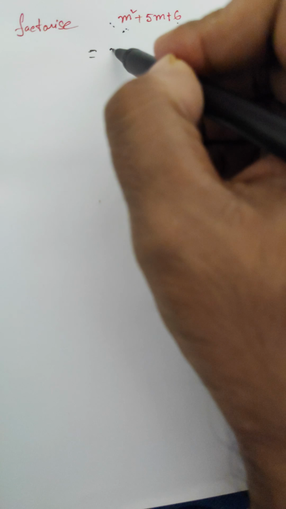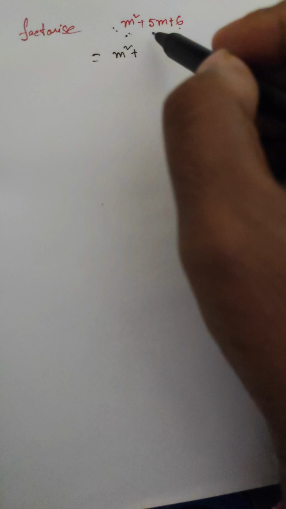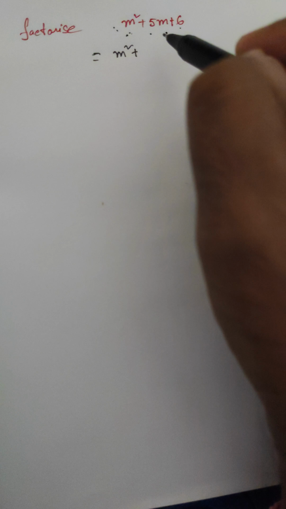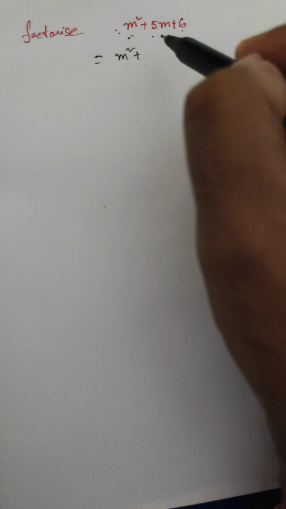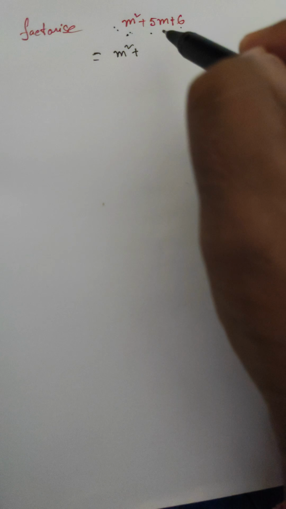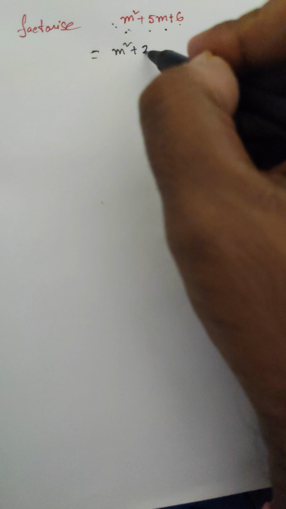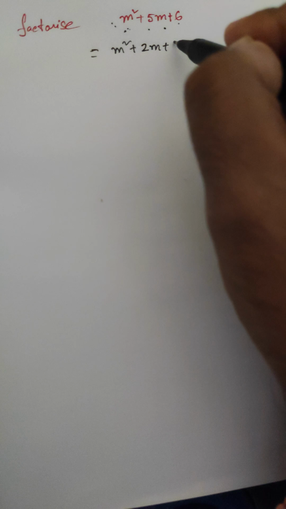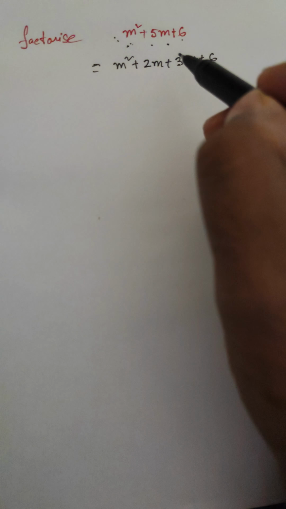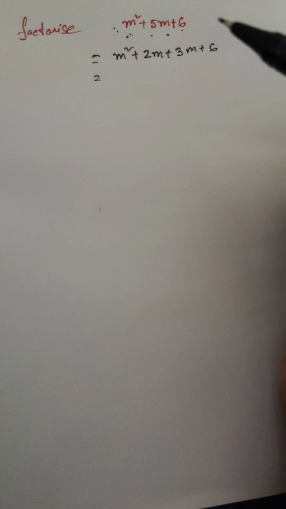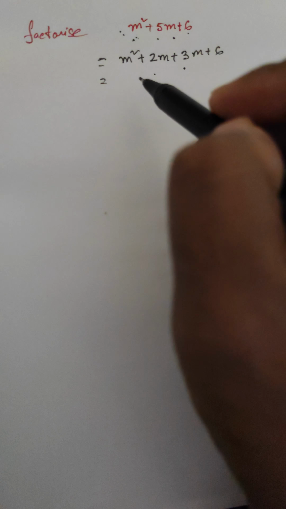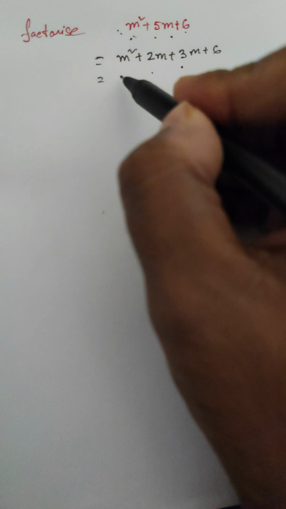So we can write m square, and 5m we can write in two ways. One is 2m plus 3m, another is 1m plus 4m, right? But if we write 2m plus 3m, will it satisfy our problem? Actually yes, 2 into 3 equals 6, so we can write it that way.